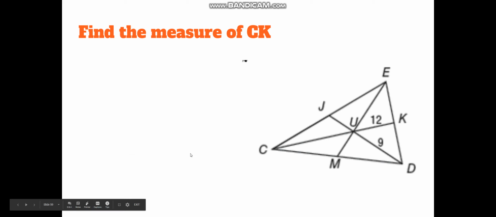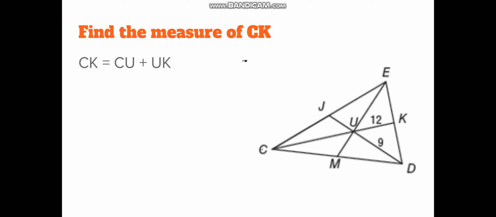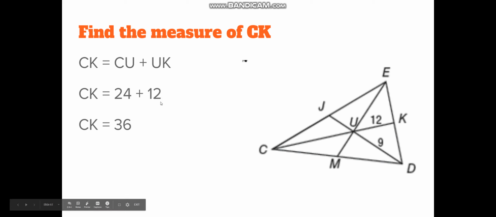To find CK, we know that CU plus UK is CK. We've already found CU, so all we have to do is add 24 and 12, and we know that CK is 36 units.